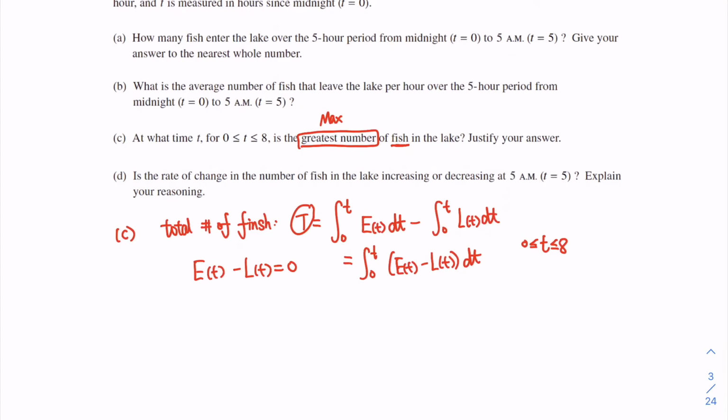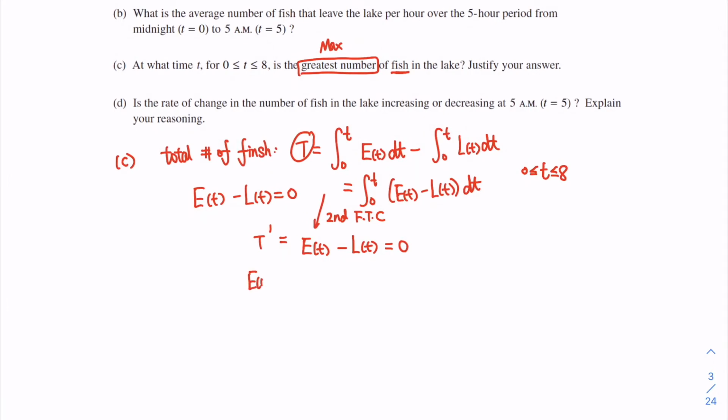As we know, how do we find the maximum of any given function? We just need to take the derivative. So the derivative of T with respect to time t is given by, how do we take a derivative of an integral? We just need to use the second FTC, fundamental theorem of calculus. So T prime of t equals E of t minus L of t. And we set this equal to 0.